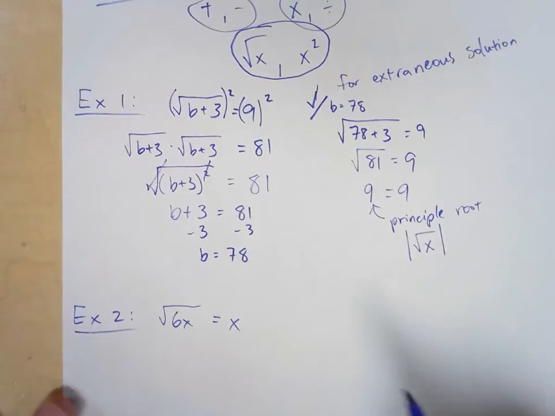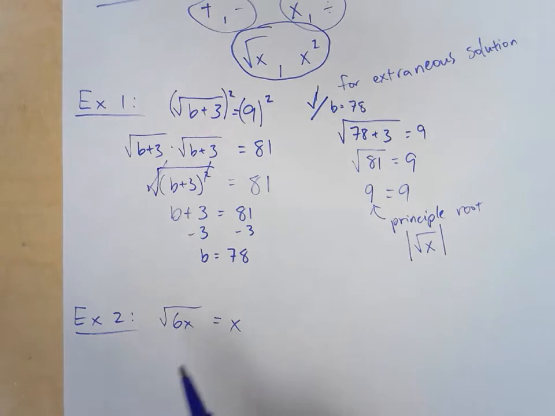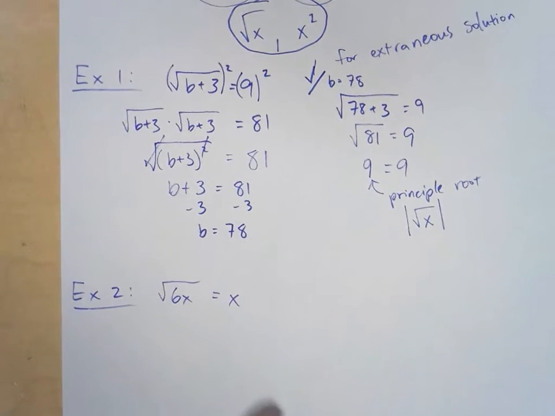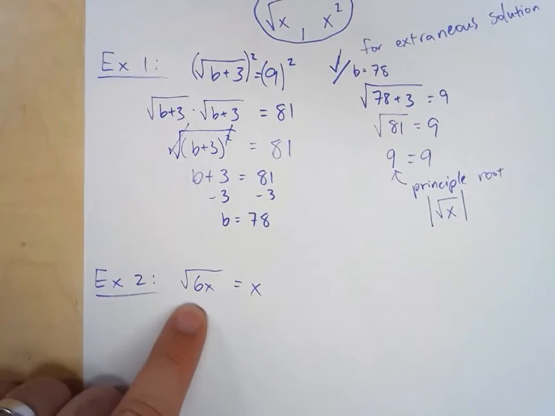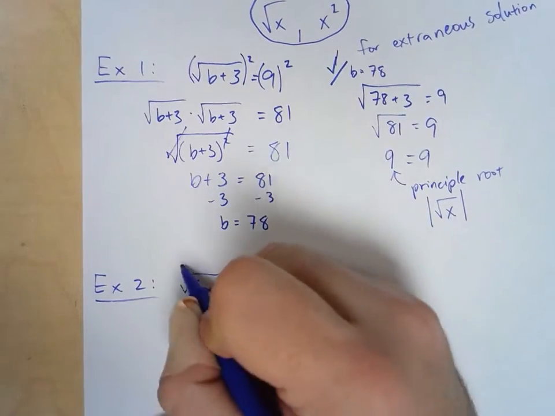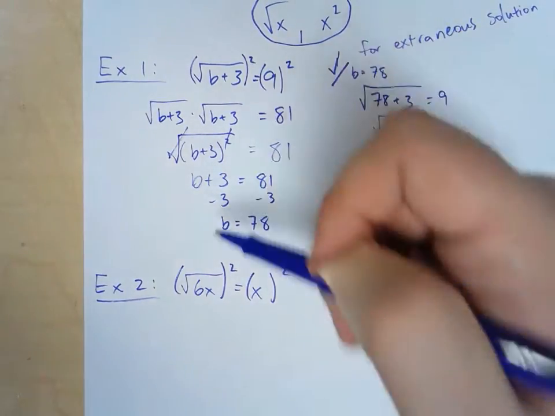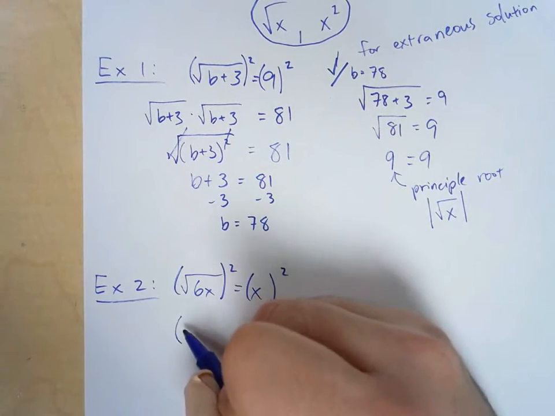Okay, problem two. Before, we had the square root by itself equals a number. We now have the square root by itself equals a variable. We've got to square this thing. That's how we get rid of the square root. So let's square both sides.